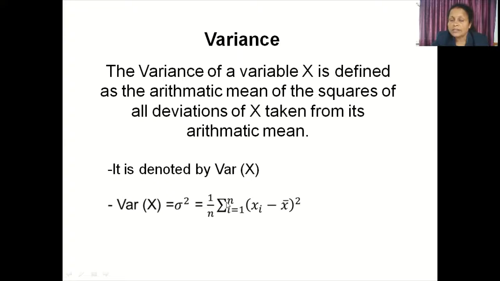It is arithmetic mean of deviations of x taken from its arithmetic mean. So it is xi minus x bar square. We take its sum and we divide this whole sum by number of observations. So remember this formula for variance and its definition. It is arithmetic mean of the squares of all deviations of x taken from its arithmetic mean.